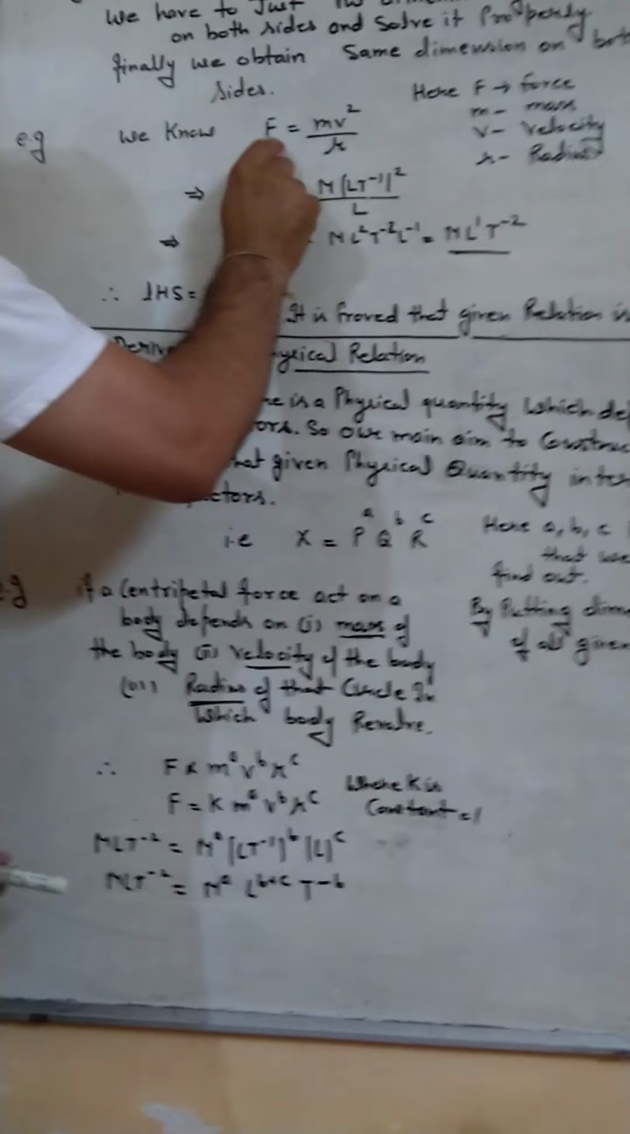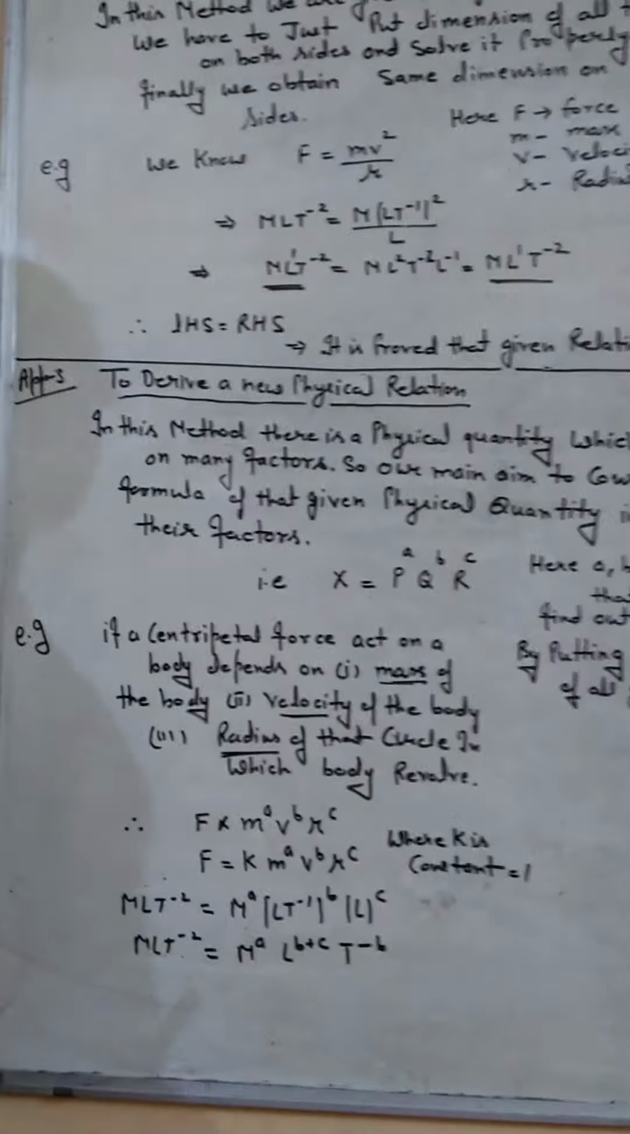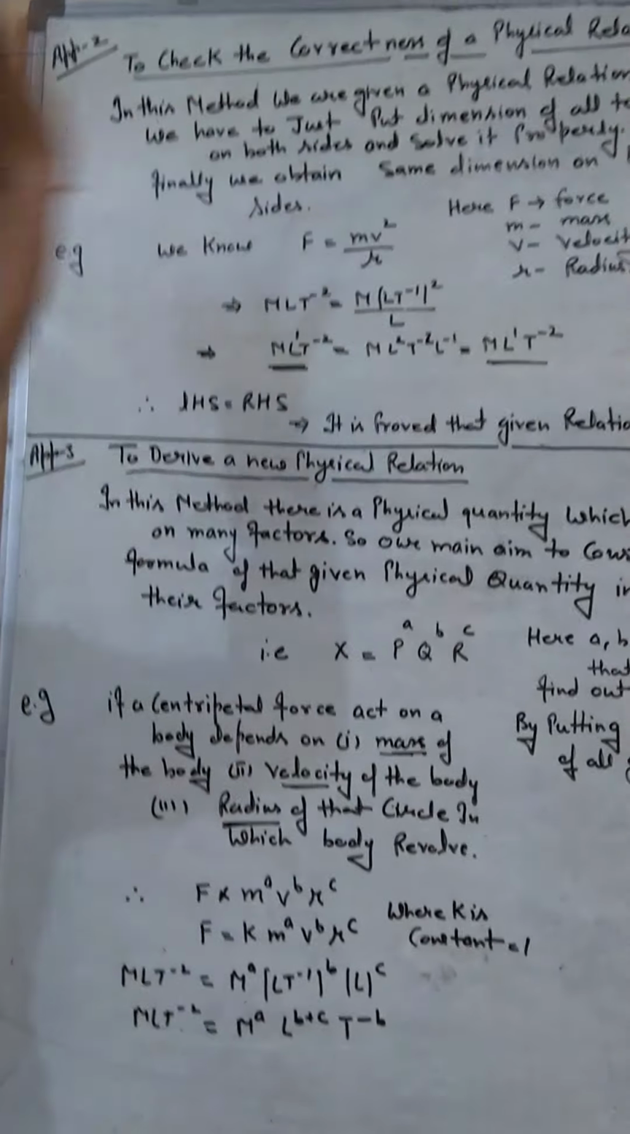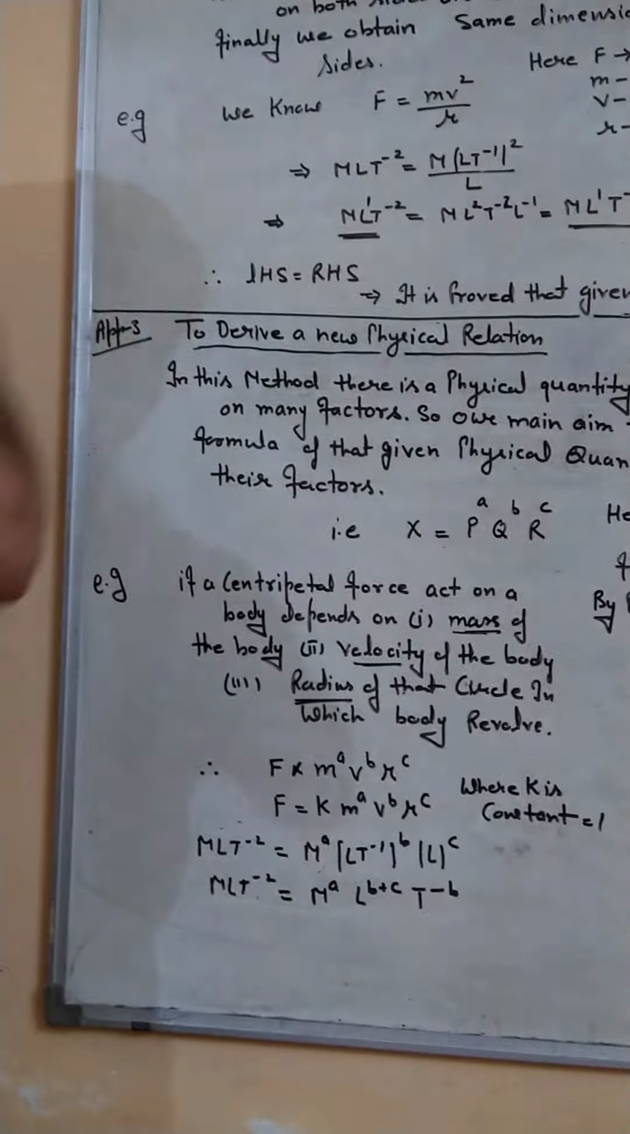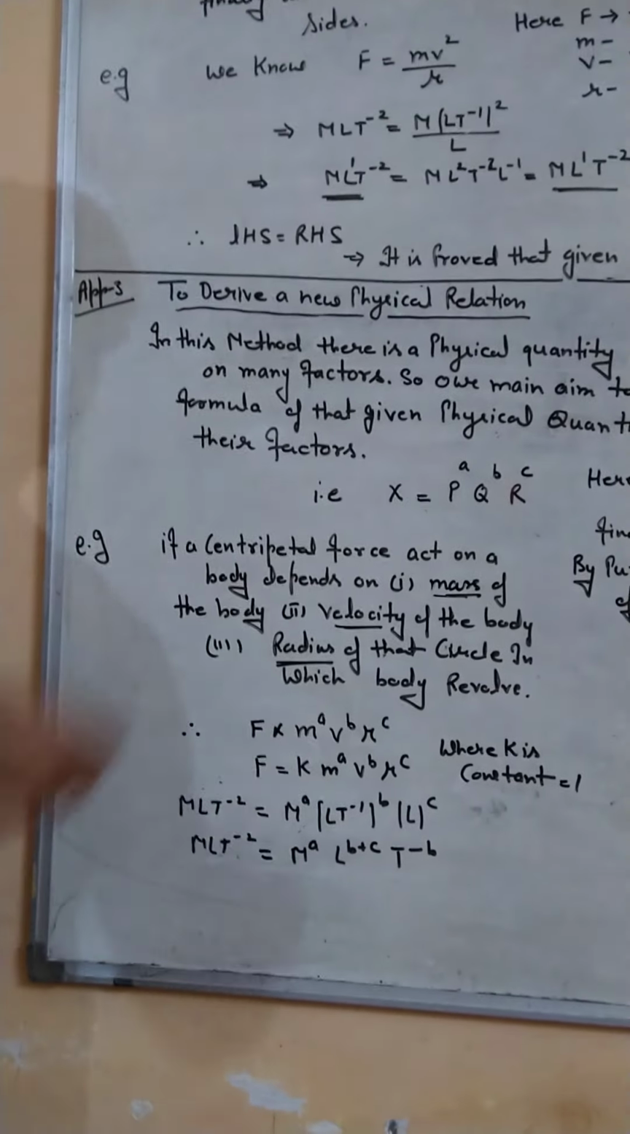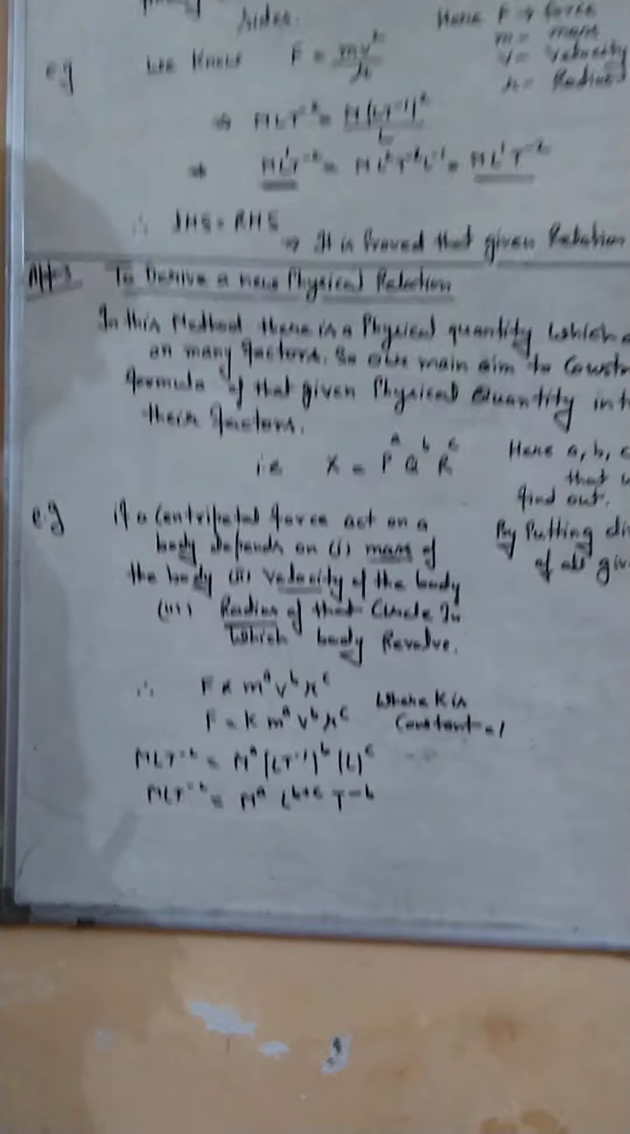So it is proved that the given relation is correct. We can say that the relation is completely okay by applying the method of checking the correctness of a physical relation. Now this is another application, in which we will derive a new physical relation.